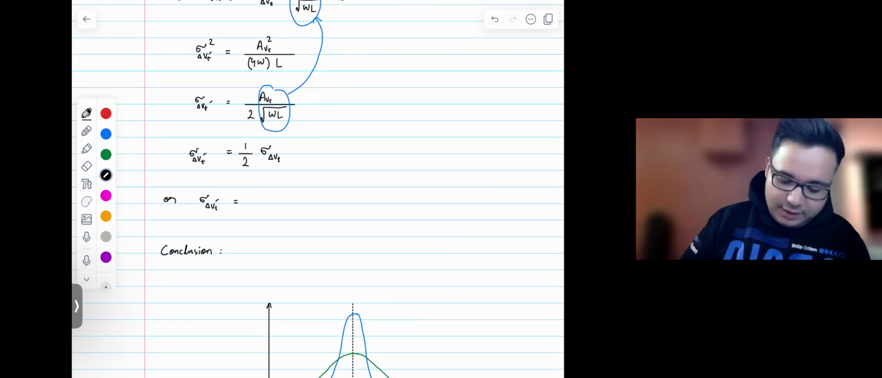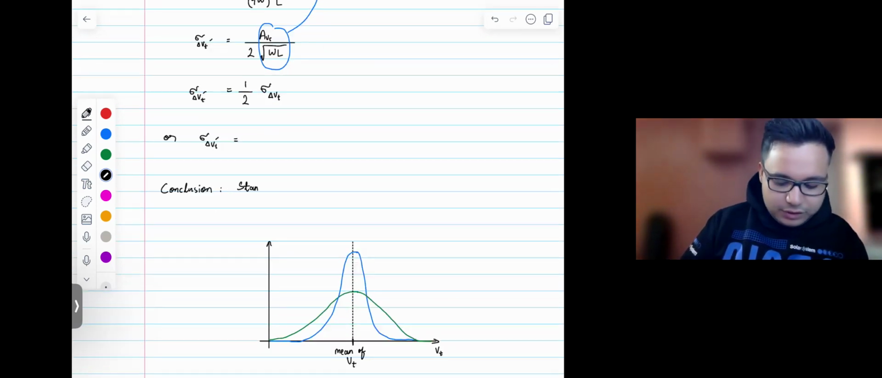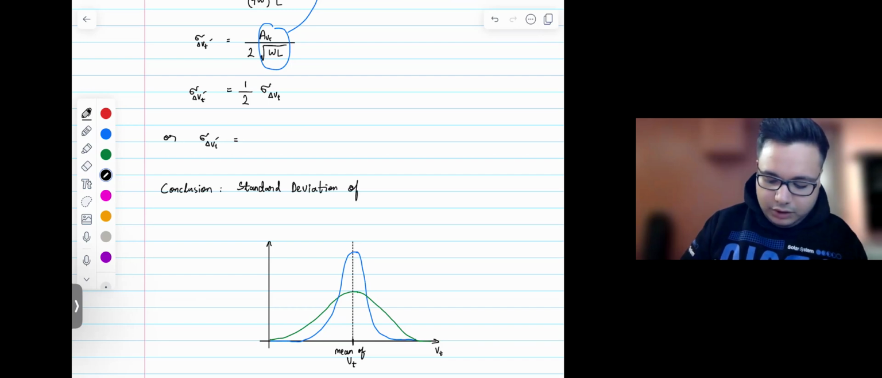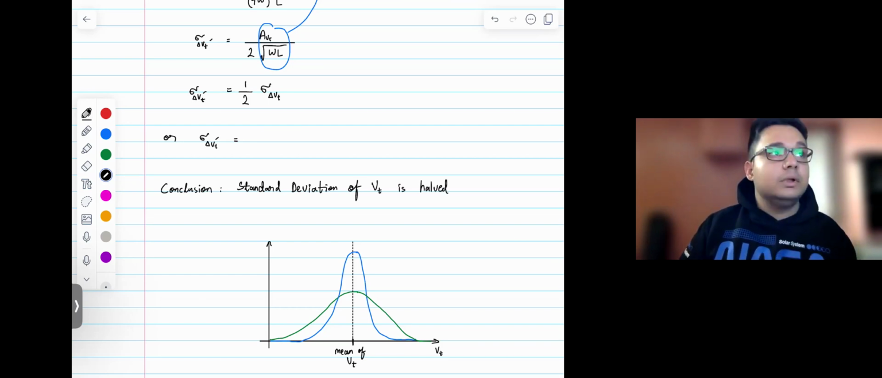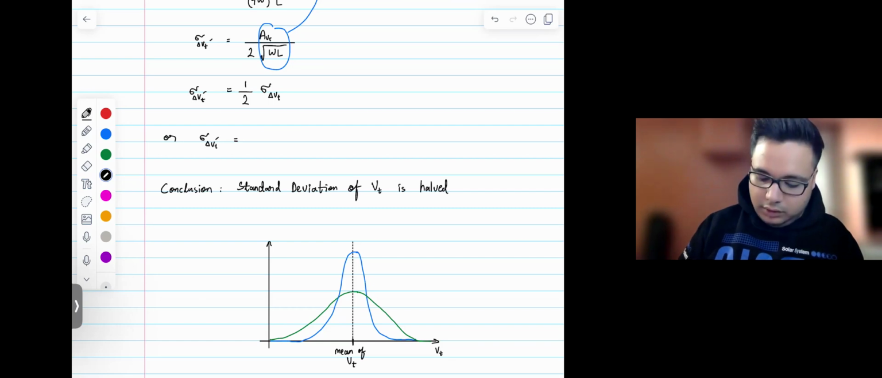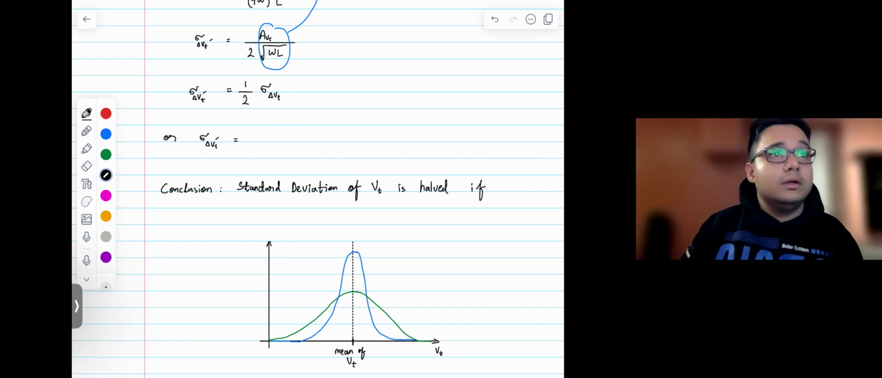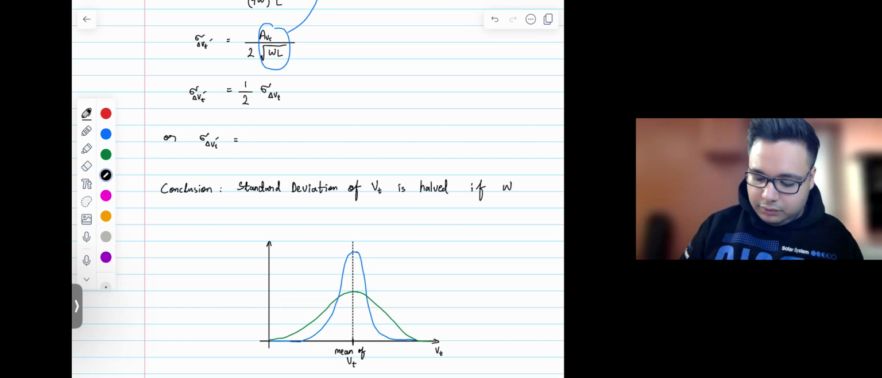Let me just write this down as well, just so that it's in the notes. Standard deviation of VT, threshold voltage, is halved if W goes to 4W.